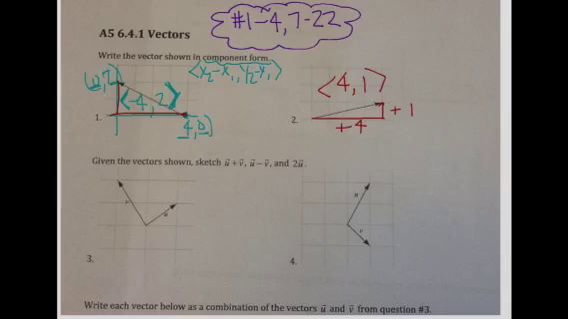Okay, looking at 3 and 4, you have to sketch u plus v, vector u plus vector v, vector u minus vector v, and 2 times the vector u. Okay, so in order to do that, there's a couple ways you can do it. I need you to think of vector u in component form, which would be 1, 1. And vector v in component form, which would be negative 1, 2. I just did it the way I did number 2.